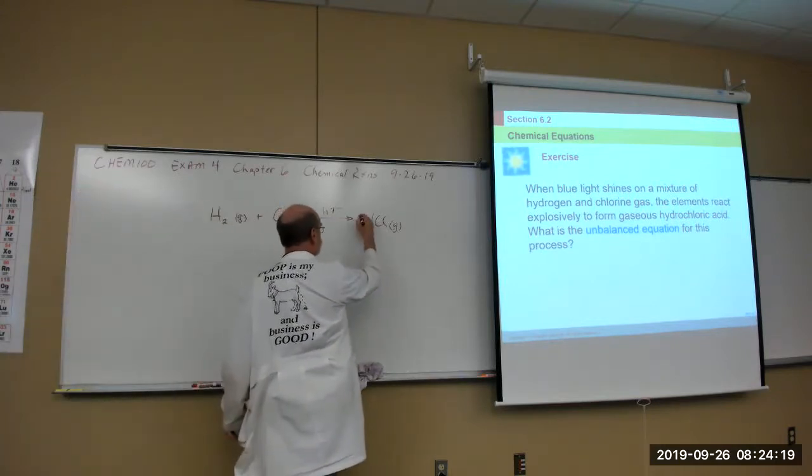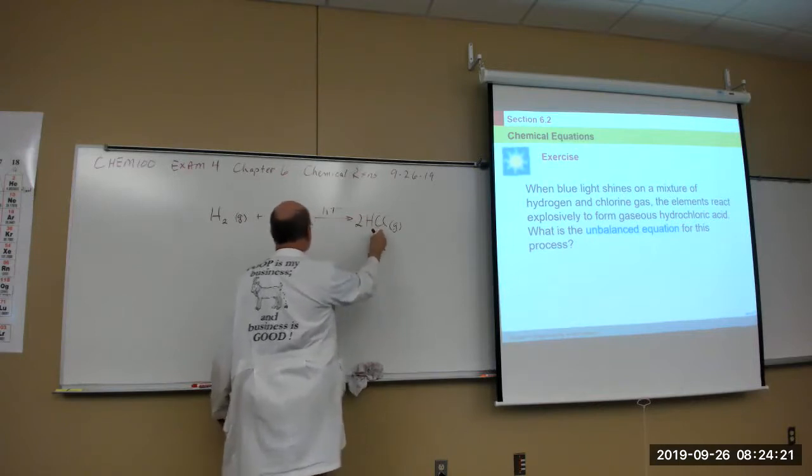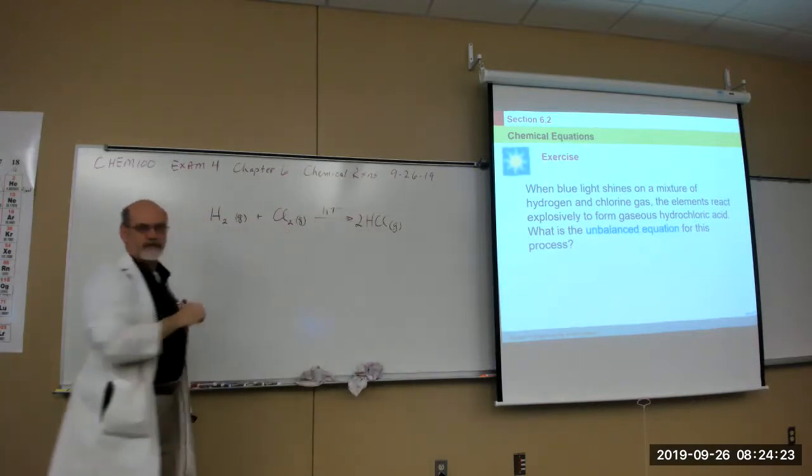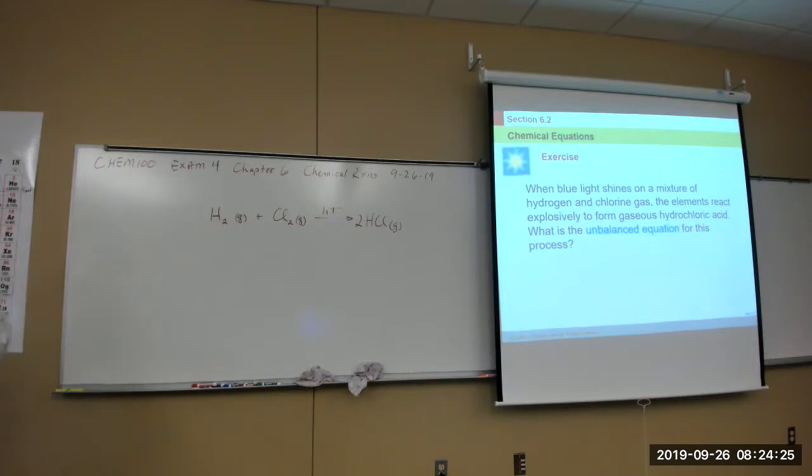Right, let's put a 2 here. 2 hydrogens, 2 chlorines, 2 chlorines, 2 hydrogens. So that one was really by inspection, truthfully. We didn't have to do any calculations. You want the 2 in front of the HCl.